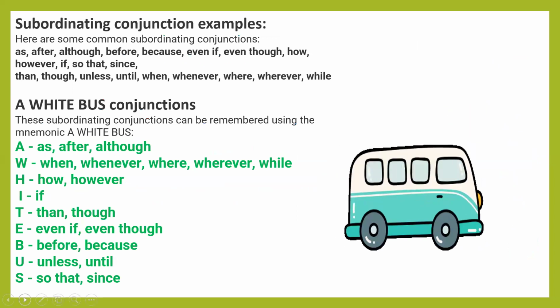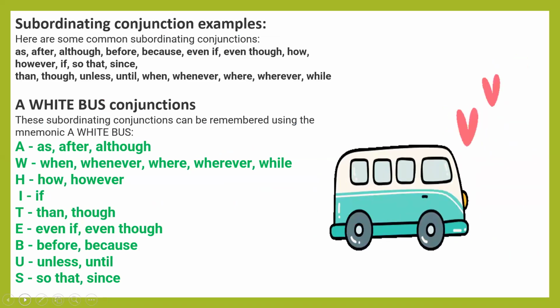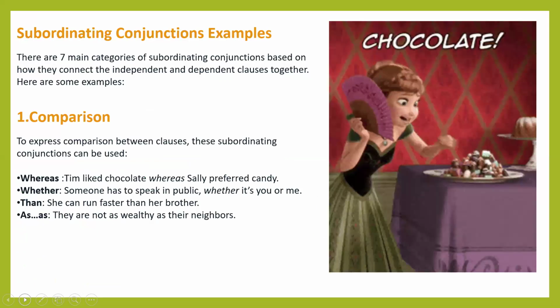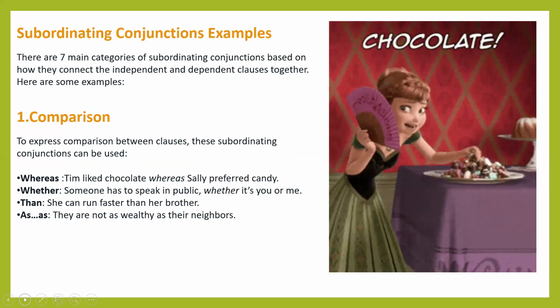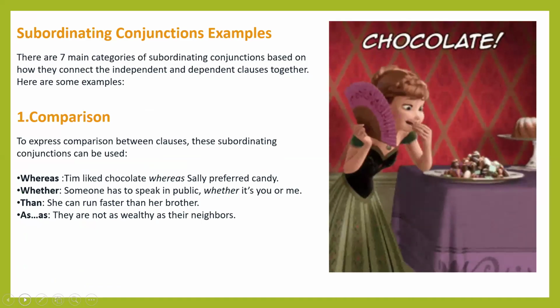So there is a mnemonic for subordinating conjunctions, A White Bus. A for as, after, although. W for when, whenever, where, wherever, while. H for how, however. I for if. T for than, though. E for even if, even though. B for before, because. U for unless, until. S for so that, since. A few examples: we have to just acquire the knowledge deeply.